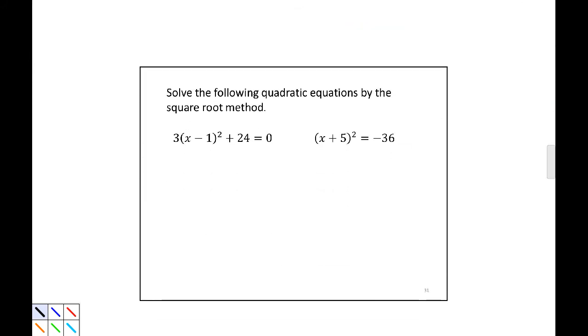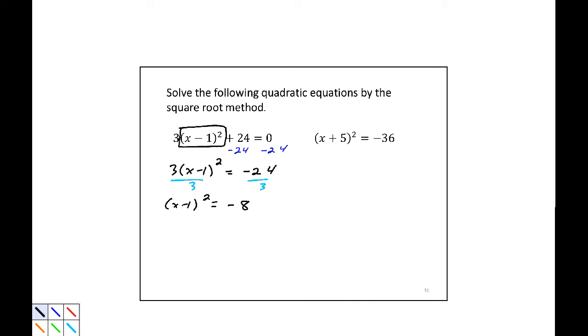Our last two examples on this objective, solve these with the square root method. Instead of isolating the x squared term, we're going to isolate, in the first case, the x minus 1 squared term, and in the second, the x plus 5 squared. We want to isolate this term. So we'll subtract 24. So that we have 3 times x minus 1 squared equals negative 24. Dividing by 3, we see that x minus 1 squared equals negative 8.